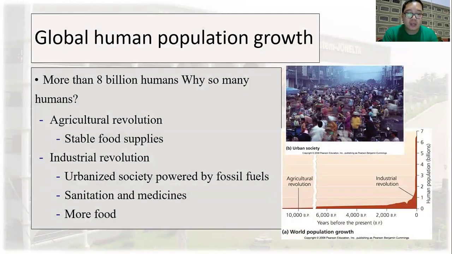Human population is growing. As of 2020, we are now 8 billion humans living on Earth. This is because of the agricultural revolution. Since the agricultural revolution, humans attained stable food supplies. When we have stable food supplies, we have more population. And also the rise of the industrial revolution resulted in an urbanized society powered by fossil fuels. We have upgraded sanitation and medicines, and also we attain more food.